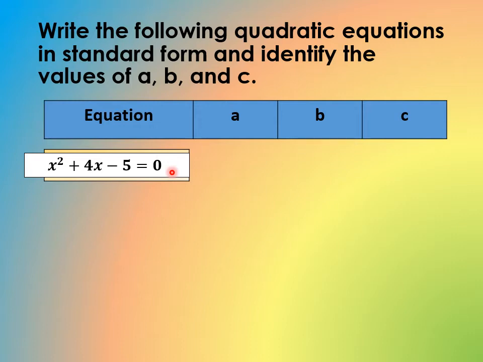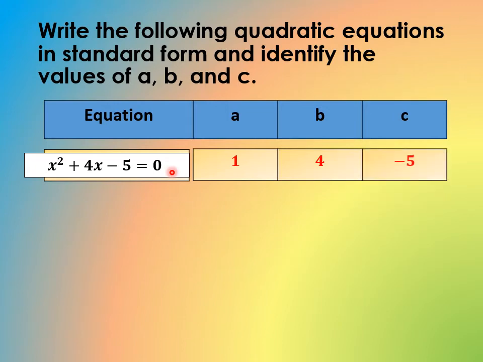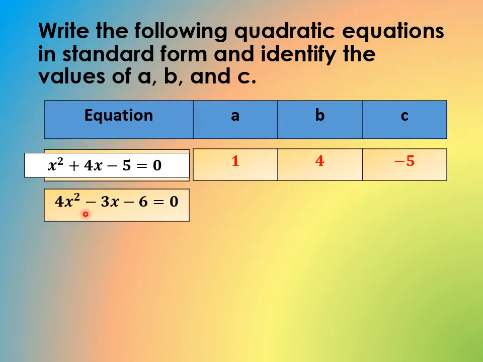So, ano value natin ng a? Okay, very good. That is equal to 1. How about b? Correct, that is 4. And c? Okay, that's equal to negative 5. How about the next one? Okay, we have 4x squared minus 3x minus 6 is equal to 0.